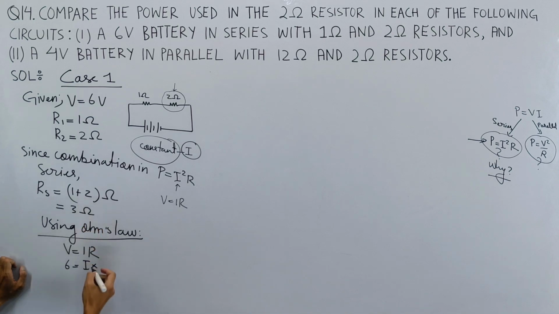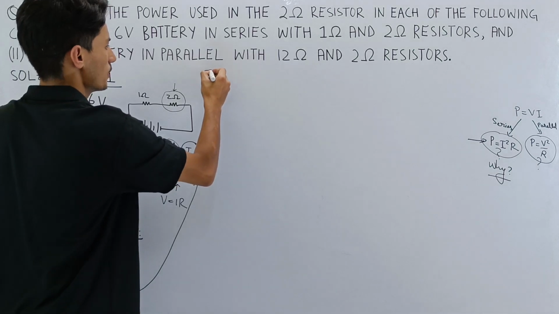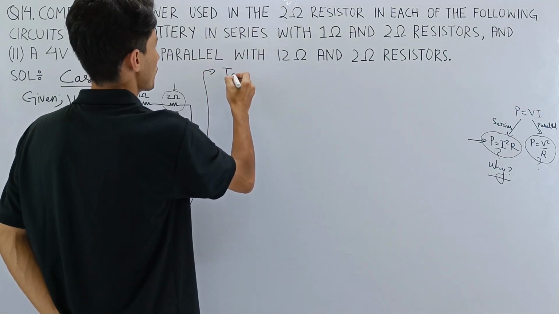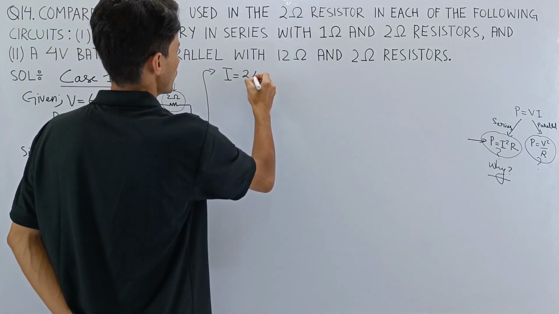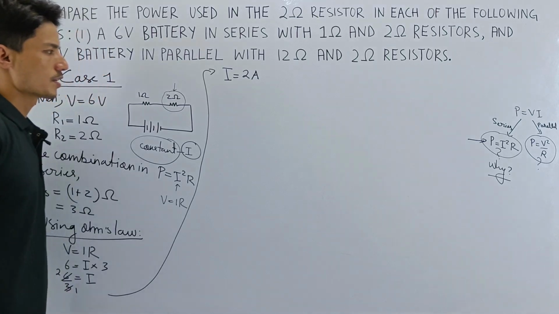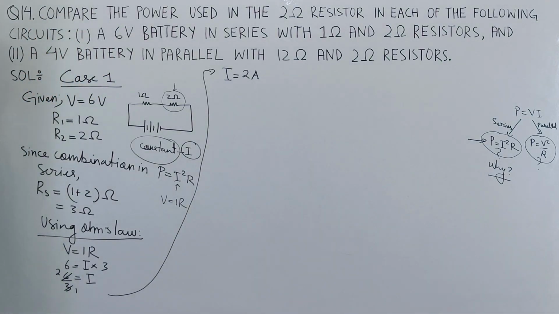Resistance, we'll use the equivalent resistance, which is 3. So this is 6 divided by 3. 3 ones are 3, 3 twos are 6. So the current value which we get here is how much? We're getting 2 amperes. So we have found the current to be 2 amperes.